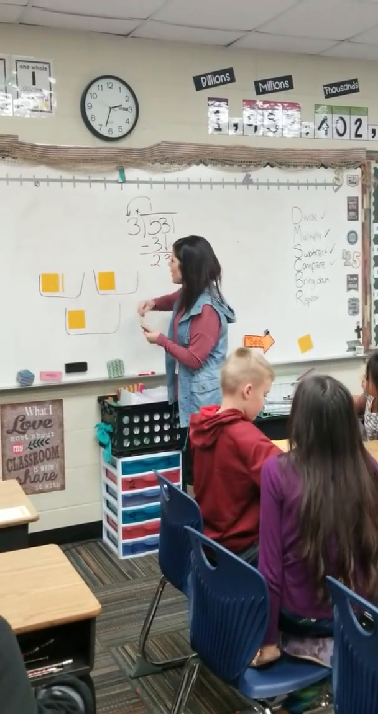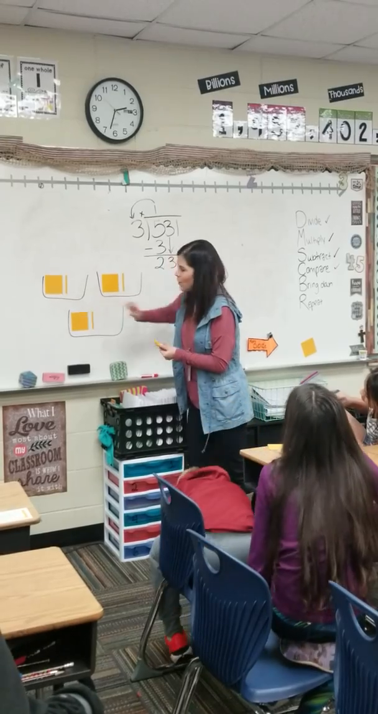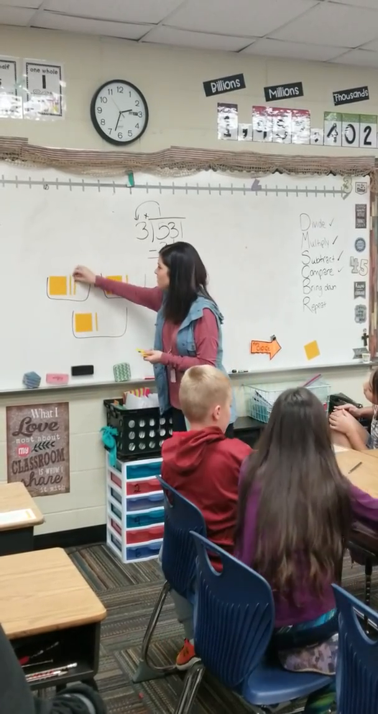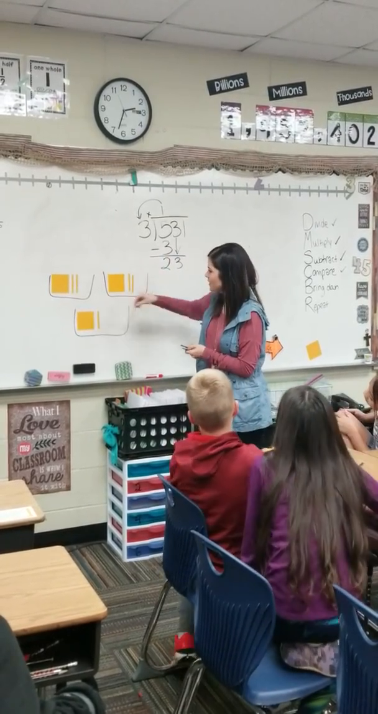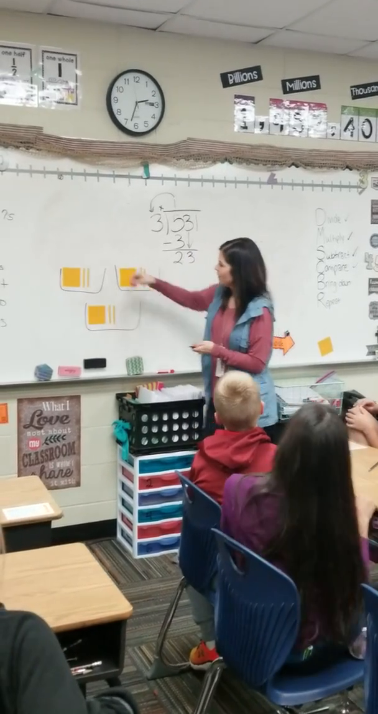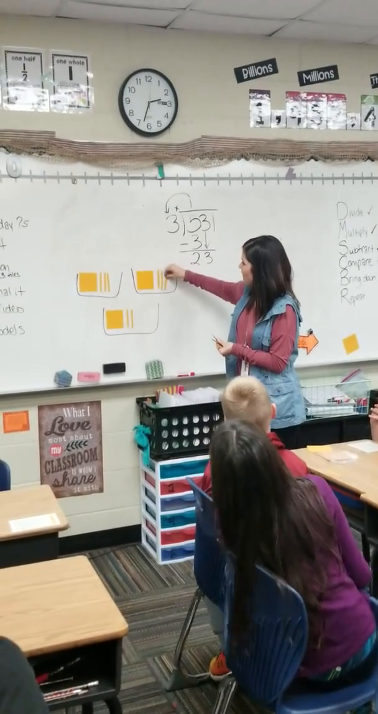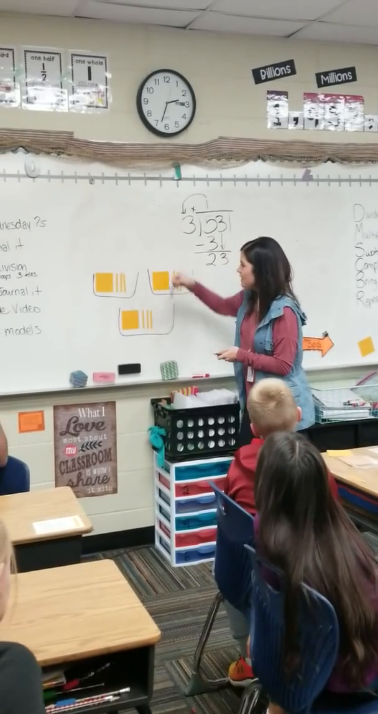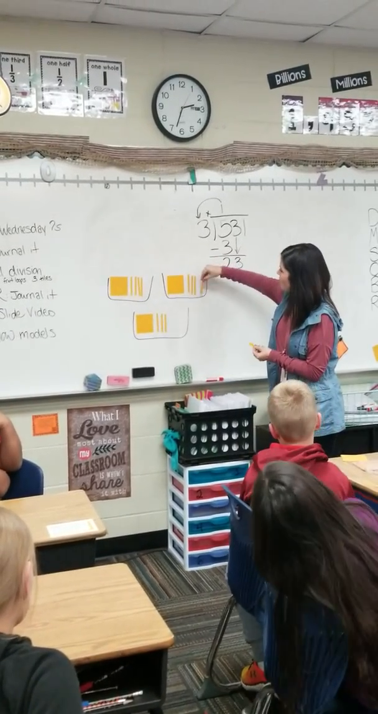So I'm going to have 1, 1, 1. Okay? And then I'm going to do it again. 1, 1, 1. So now they each have 2. Now they're each going to have 3. Now they're each going to have 4.